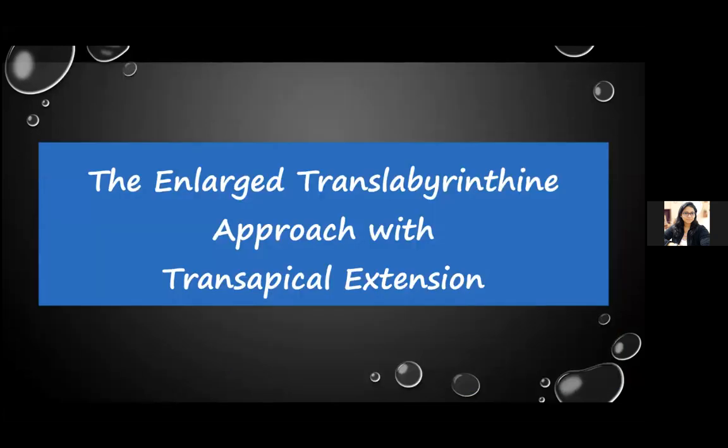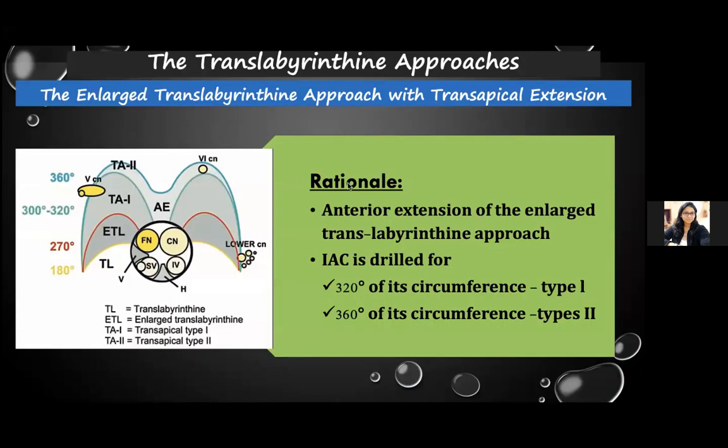Now, all this time we have been discussing the translabyrinthine approach. Now, what if our tumor has a more apical extension? In such cases, we will have to choose a transapical extension of the enlarged translabyrinthine approach. So here is the first procedure we have seen. Normally, when we are exposing the inner canal, we will be drilling only 180 degrees along the internal acoustic meatus. But in the enlarged translabyrinthine approach, we expose 270 degrees of the internal auditory meatus.